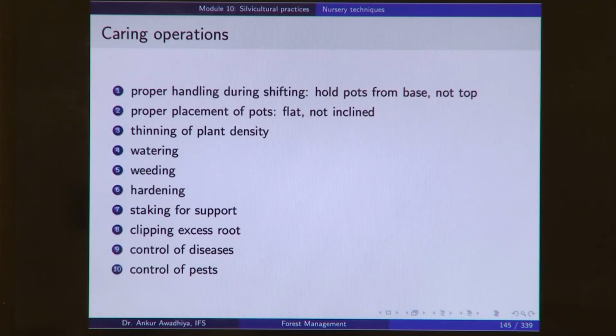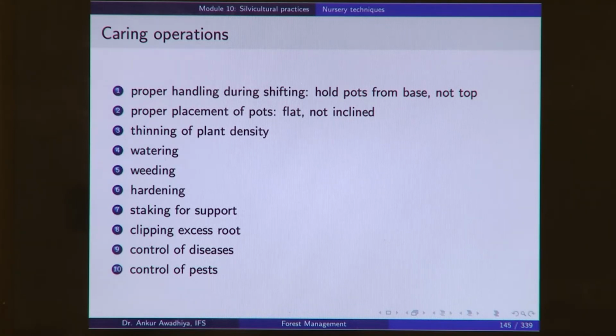A lot of caring needs to be done in nurseries, such as proper handling during shifting. The pots should be held from the base, not from the top. Pots should be placed flat, not on an incline, because the roots are positively geotropic, and if the pots are kept at an inclined angle, then the plants will not grow straight. They will grow at an angle to the ground, which becomes difficult when you have to plant them out in the field.